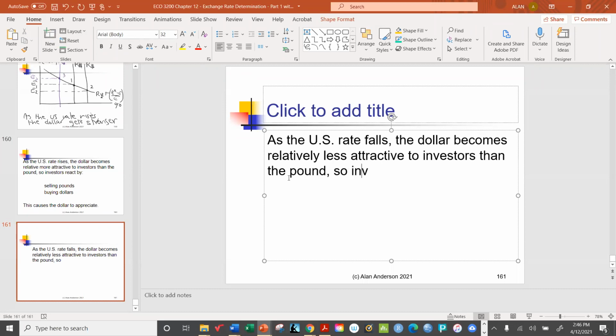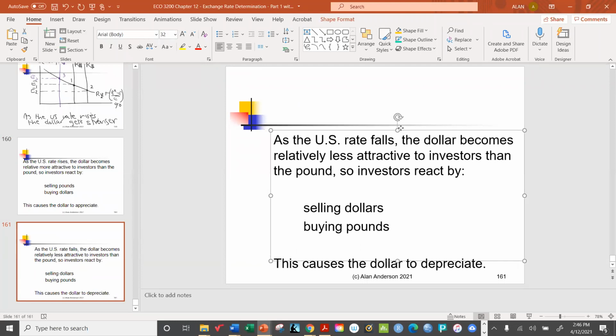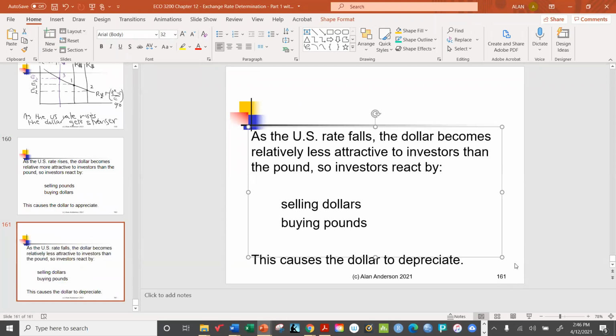So investors react by, of course, doing the opposite: selling dollars, buying pounds, and this causes the dollar to depreciate. Okay, so that's exactly what you would expect. Everything works in reverse. So again, the whole point of this is that higher interest rates make a currency stronger. Lower interest rates make it weaker because it affects the rate of return to investors who are holding that currency. That's the bottom line.